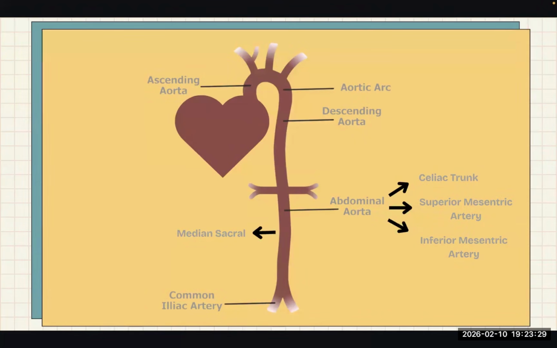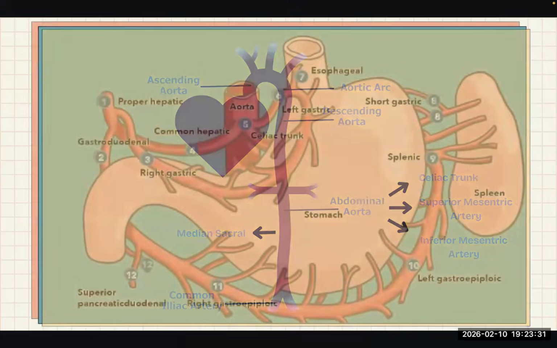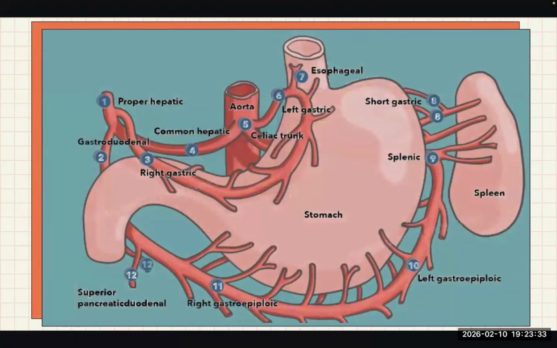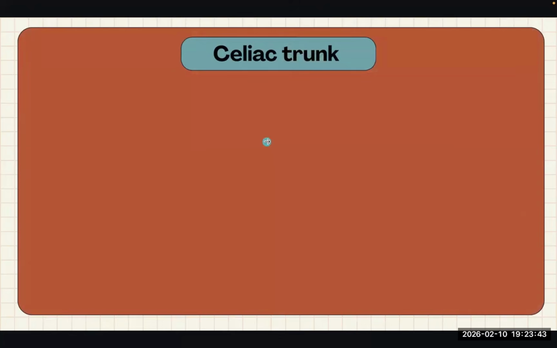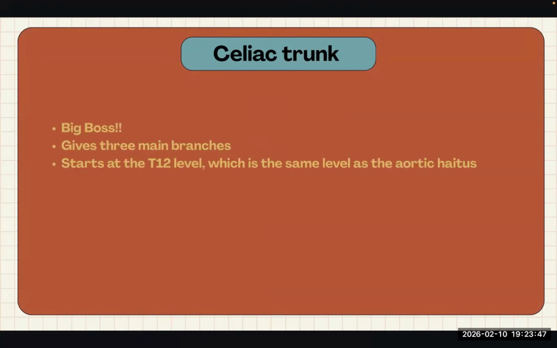Okay. Let's load this down. This is how they look, by the way, weaving into each other. But we'll make sense of them after this, inshallah. So let's start with the celiac trunk over here. Now, the celiac trunk is one of the main arteries in there. It starts at the level of T12, which is, fun fact, the same level as the aortic hiatus. And then it's going to give me three main branches.